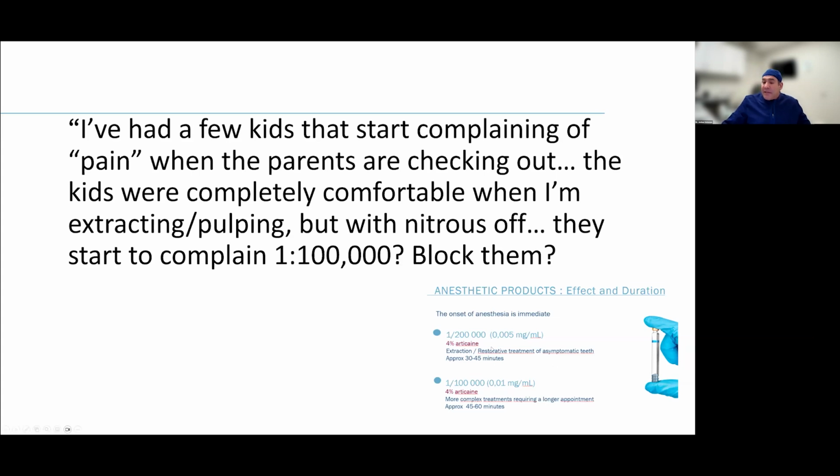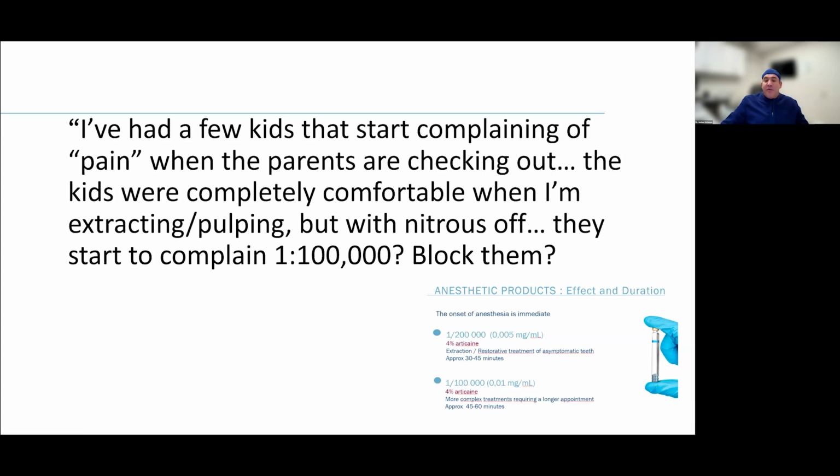I appreciate that it lasts less time. So if we're using 1 to 200,000 epinephrine concentration with our Septocaine, you're going to get 30 to 45 minutes. With 1 to 100,000, blood vessels are clamped down, so it's going to stay longer. You've got 45 to 60 minutes. So if your patients are in the office for more than an hour, they may start having some symptoms.